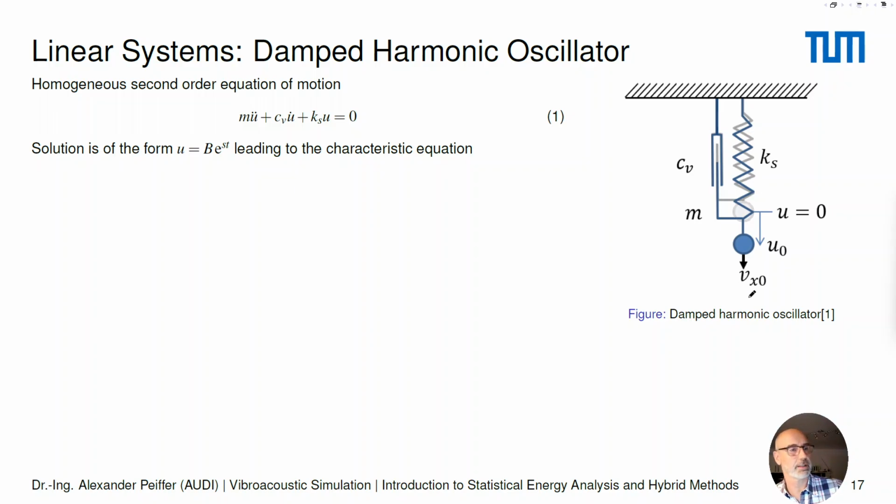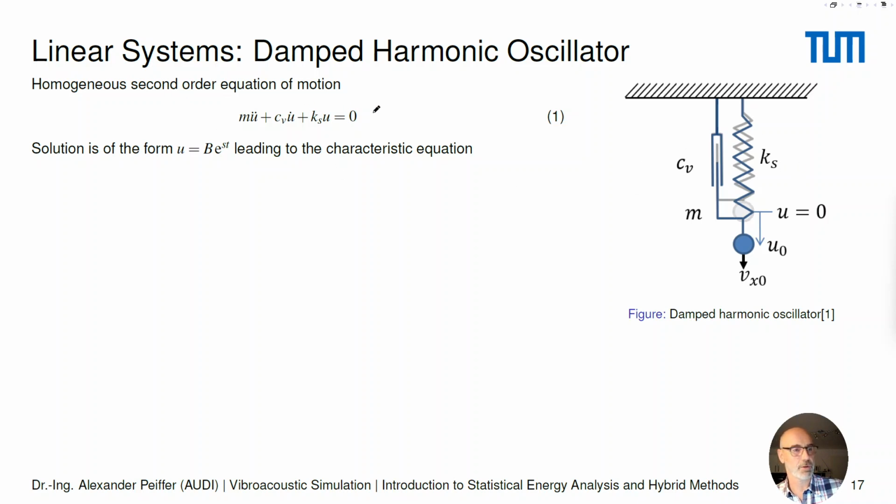So the linear damped harmonic oscillator is quite a simple system which consists of a mass that is connected to a spring, which could be fixed on a roof in this example, and we have a damper. Mass m, viscous damping constant Cv, and Ks for the spring stiffness.